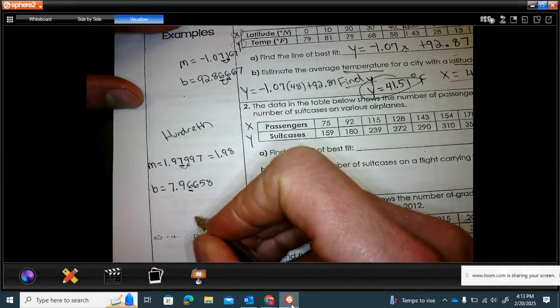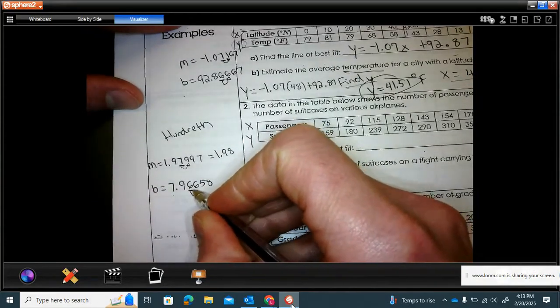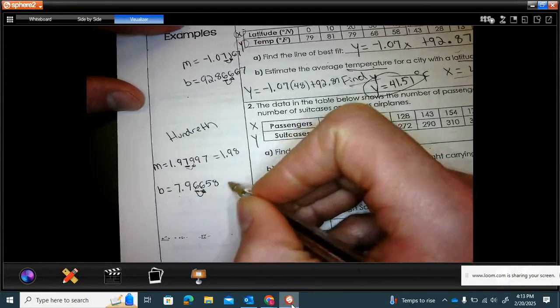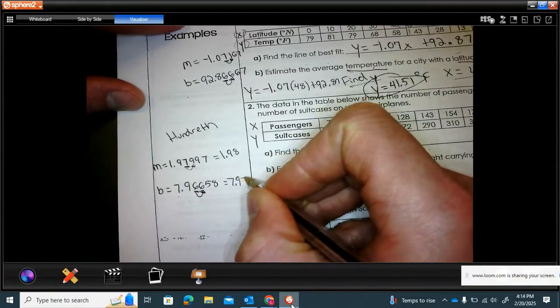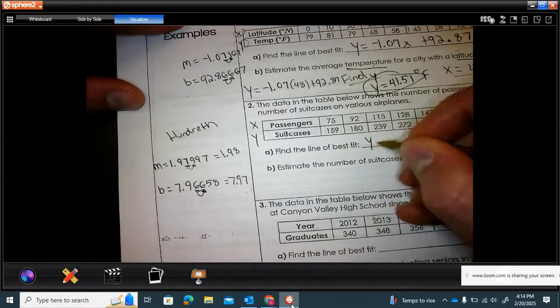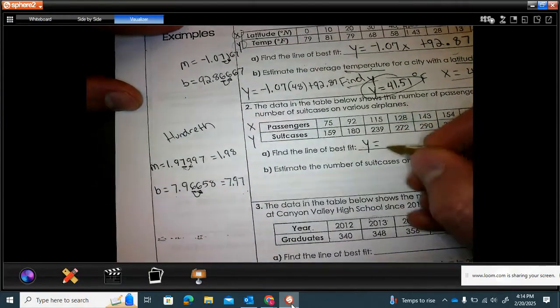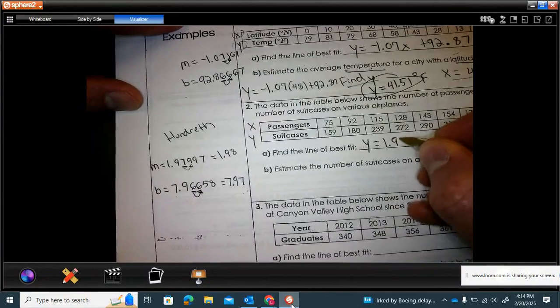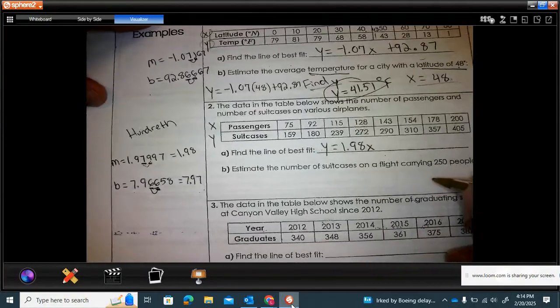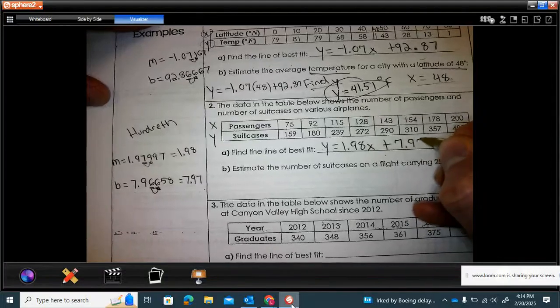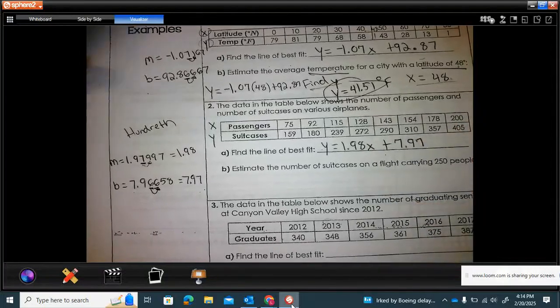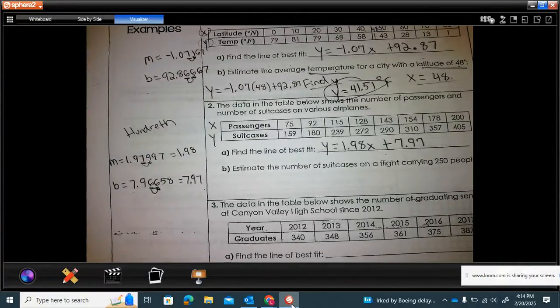And then for my y-intercept, my second decimal place is a 6, but next to it is also a 6. So that would also round up to 7.97. My slope and y-intercept are both positive, so it's going to be positive 1.98x. Always remember your x next to your slope, plus 7.97. And that's your equation. That's your line of best fit.